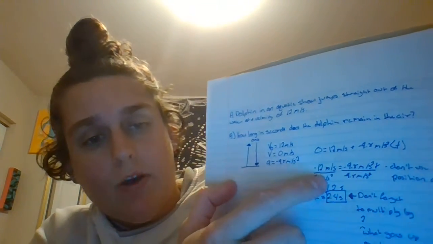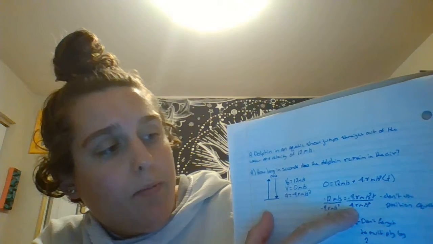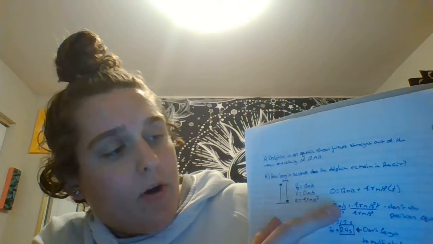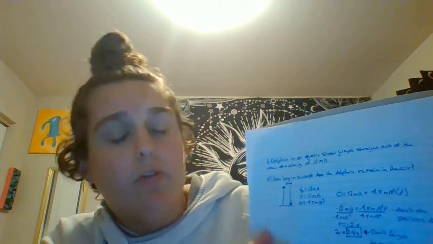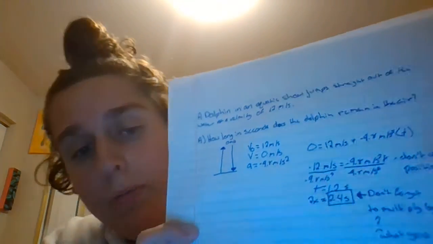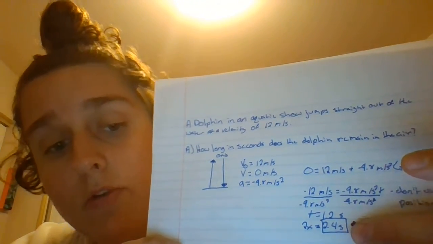We're solving for time. So the first thing I did was subtract 12 meters per second over to the other side. So now it's negative 12 meters per second equals negative 9.8 meters per second squared times t. Then I divided negative 12 by negative 9.8, which got me t equals 1.2 seconds. And then I had to multiply the time that I got, 1.2, times 2 to get 2.4 seconds. The reason I did that is because what comes up must go down. That's the total time that the dolphin was in the air.